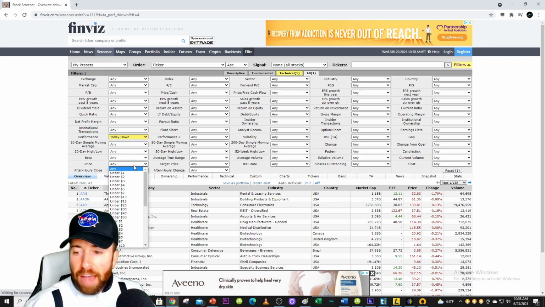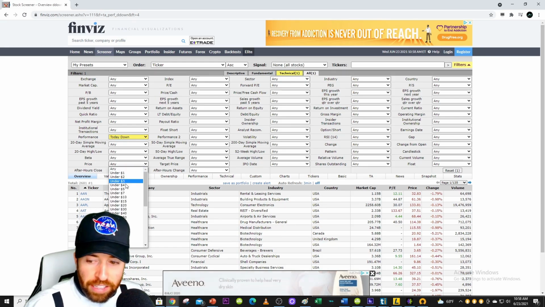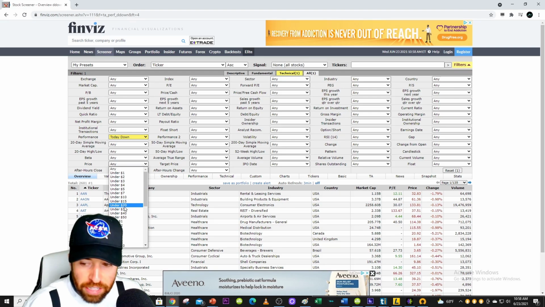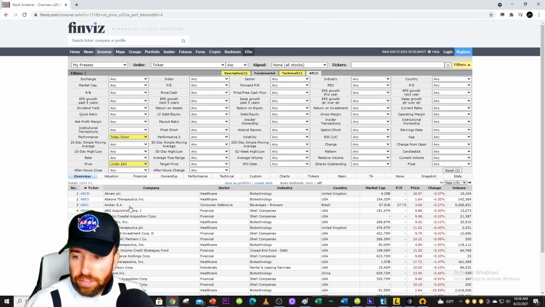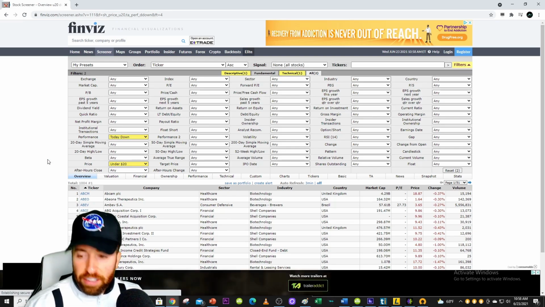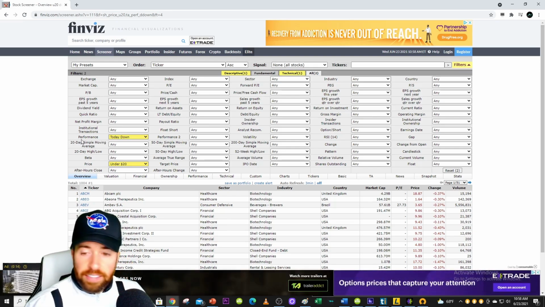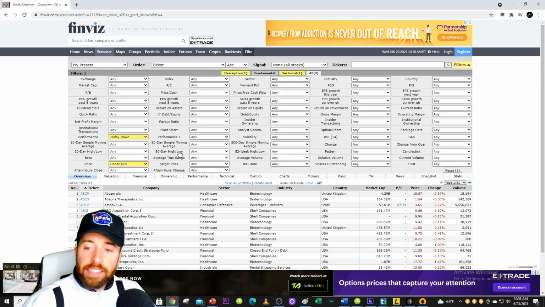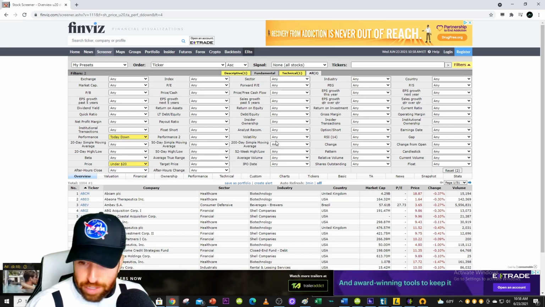We want to, again, have a price. Now, again, this depends on your current account size. I'm going to do stocks underneath $20. So again, this could be stocks that are $1, $2, $3, $5, $10, $15. And again, these are stocks that I want to be getting involved in because I can afford a lot of shares on this play.